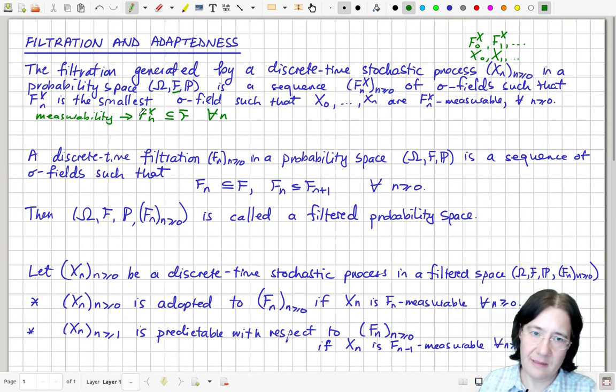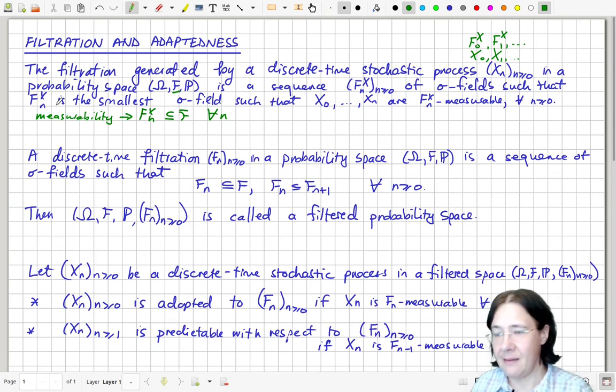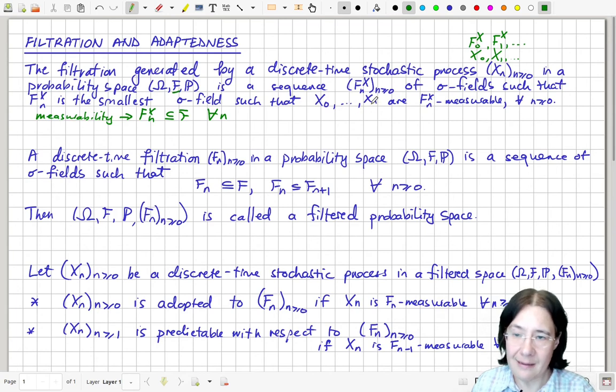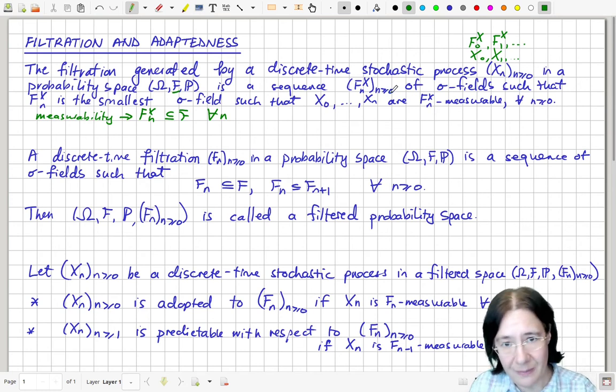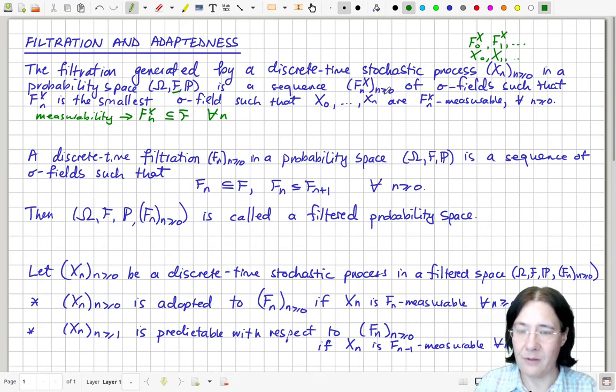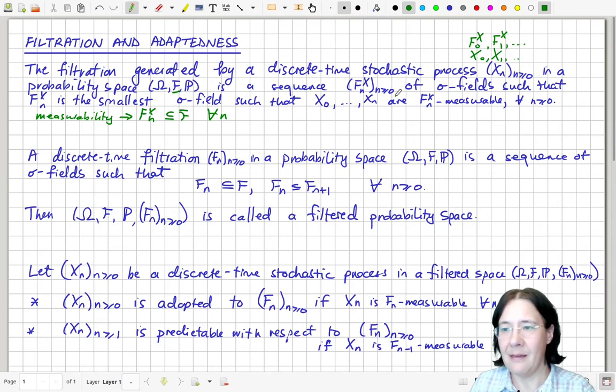The other thing to notice is that if I have F_n^X and I compare it to F_{n+1}^X, what is the difference between them? F_{n+1}^X is going to be the smallest sigma field so that X_0 up to X_n, as well as X_{n+1}, are all F_{n+1}^X measurable. So what this tells us is that F_{n+1}^X must be a bigger sigma field than F_n^X. It could be the same sigma field if the random variable X_{n+1} is constant, because constant random variables are measurable with respect to anything, but it is definitely not going to be any smaller. So it's certainly true that if we take a time step and increase it by 1, then we will find that our sigma field gets bigger.